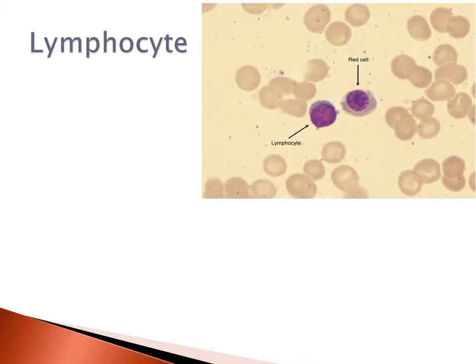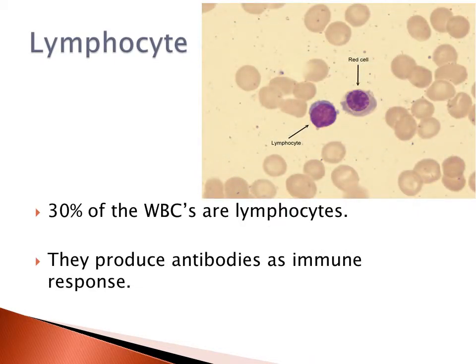The lymphocytes, which can be seen there, constitute 30% of the WBCs and they produce antibodies as immune response.